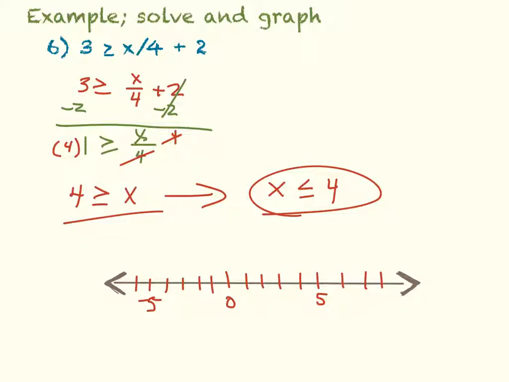Alright, and my graph, I am looking for x is less than or equal to 4. So I find 4 and less than or equal to, so I fill in my circle, and it's anything less than that. And that is your final graph.